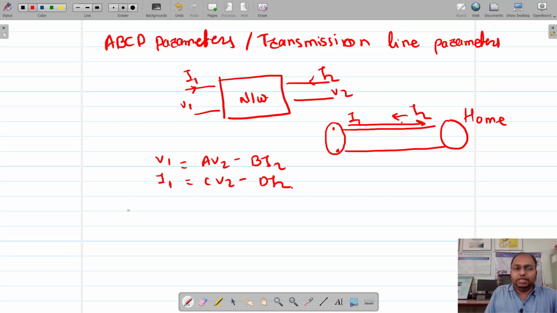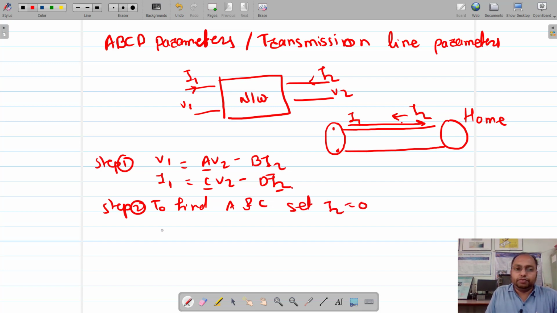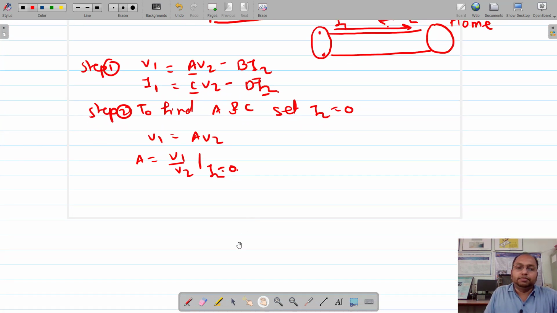As usual, this is your step number 1. Go for step number 2. In order to find the first two parameters, A and C, set I2 equal to 0. Therefore V1 equals AV2, and A is V1 divided by V2. What is this? This is nothing but your reverse voltage gain.